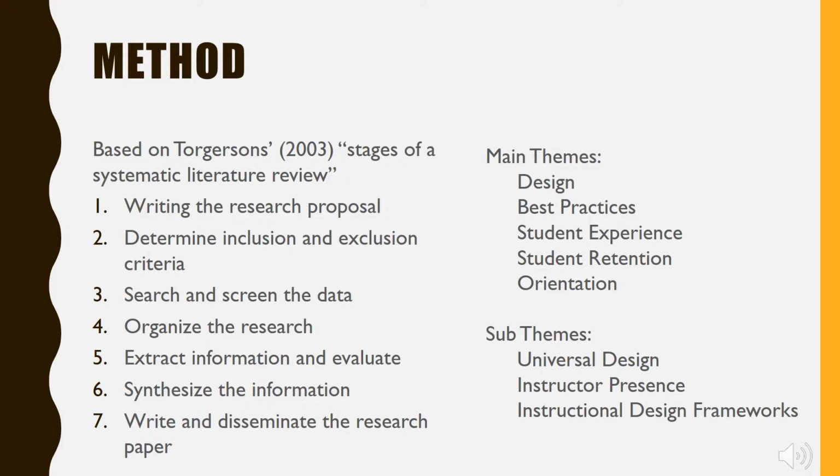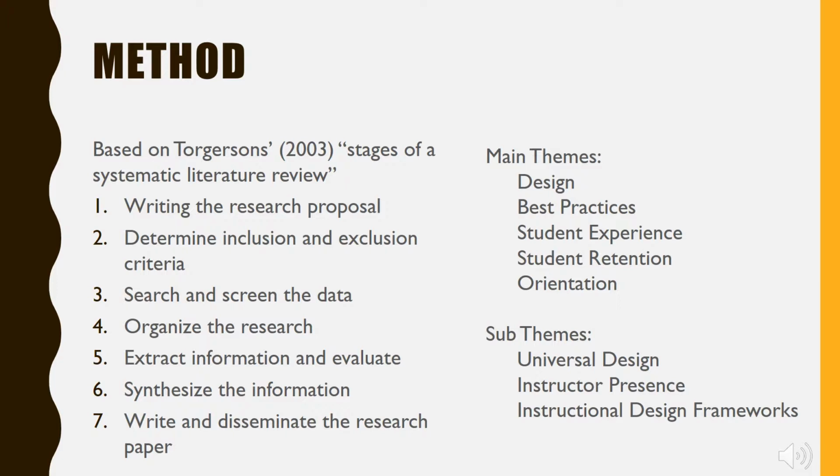The method that I used to disseminate the information that I found was based on Torgeson's paper, his 7 stages of systematic literature review. Writing the research proposal, determining the inclusion and exclusion criteria, searching and screening the data, organizing the research, extracting the information, synthesizing the information, and then writing the paper to disseminate the information found.